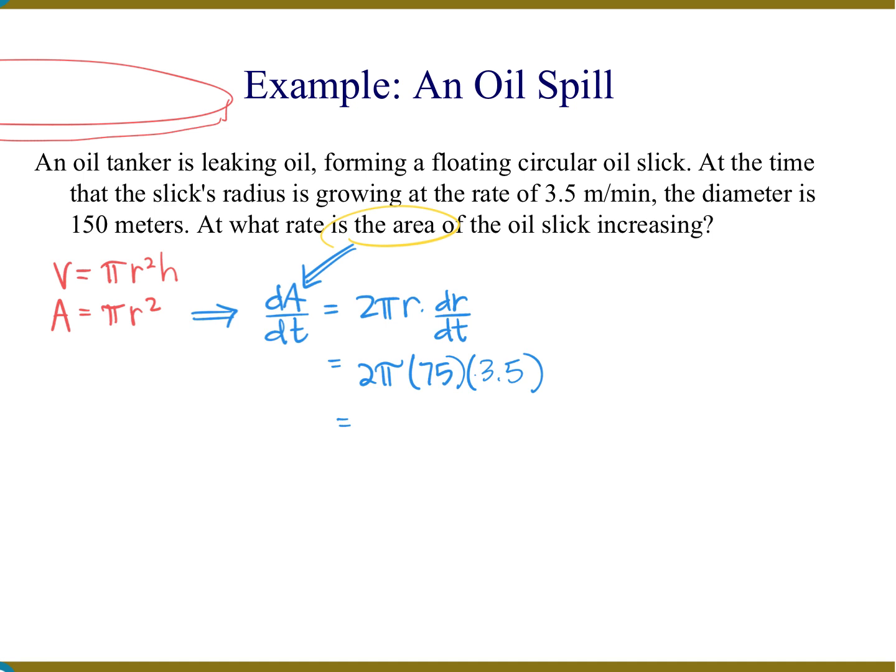So 2 times 75, what is that, 150? 2 times 75 times 3.5, 225 pi? I multiply, and then I need to attach my units to that, so dA/dt. So I'm measuring the area. The units for the dA will be meters squared, and the units for the time will be minutes. So that was a pretty straightforward one.